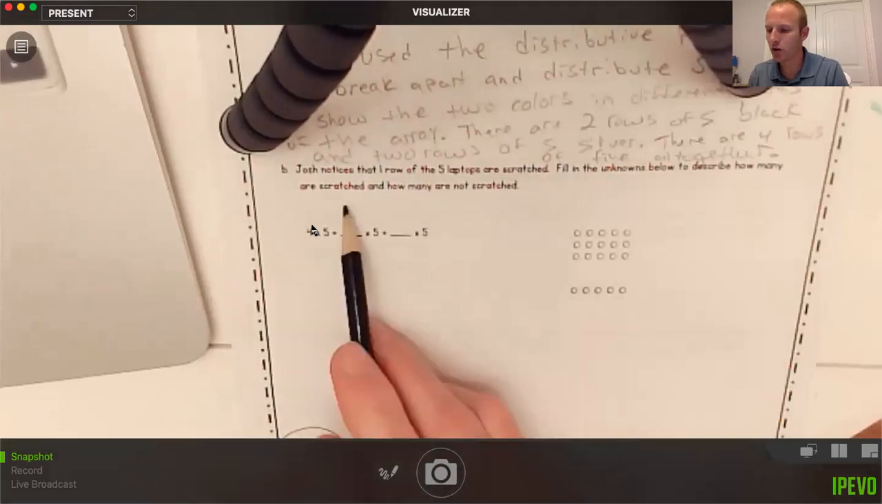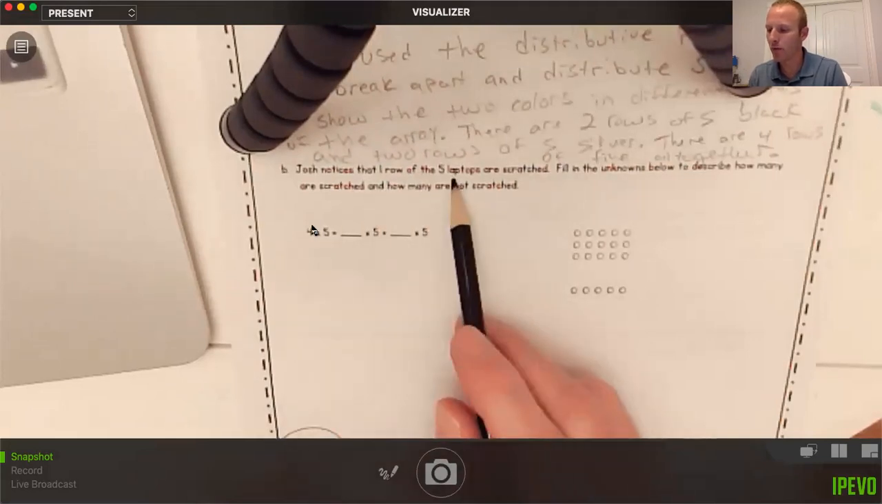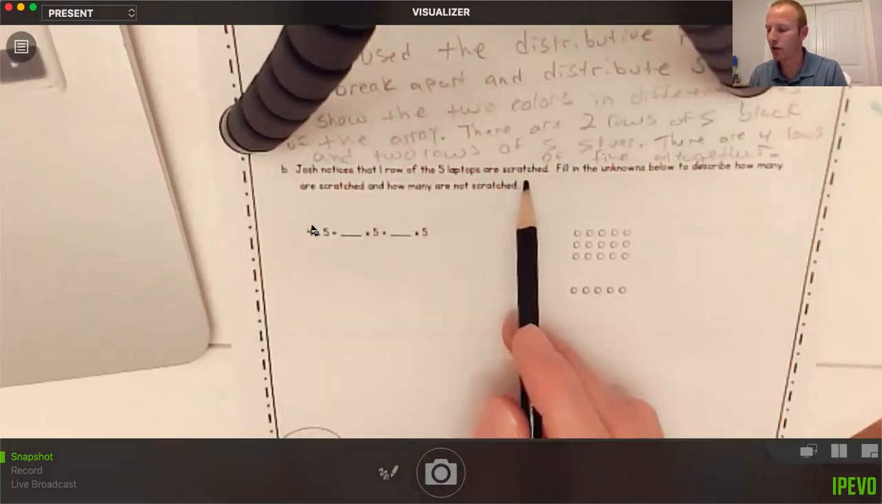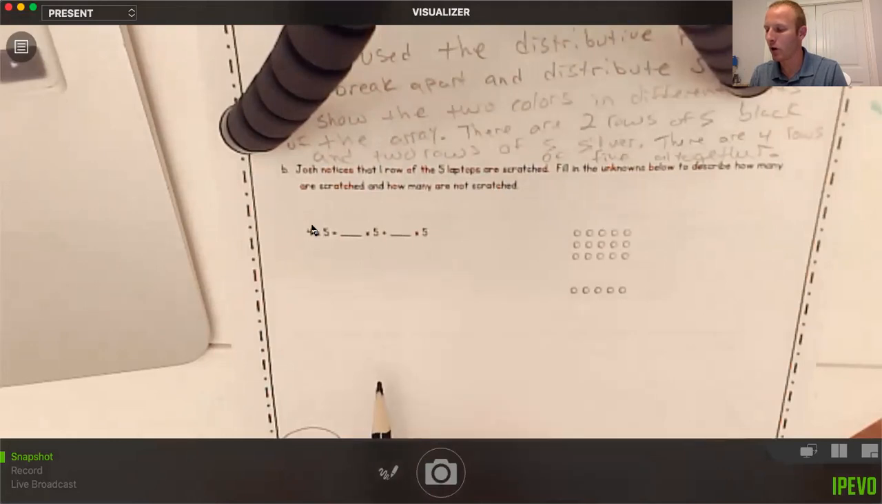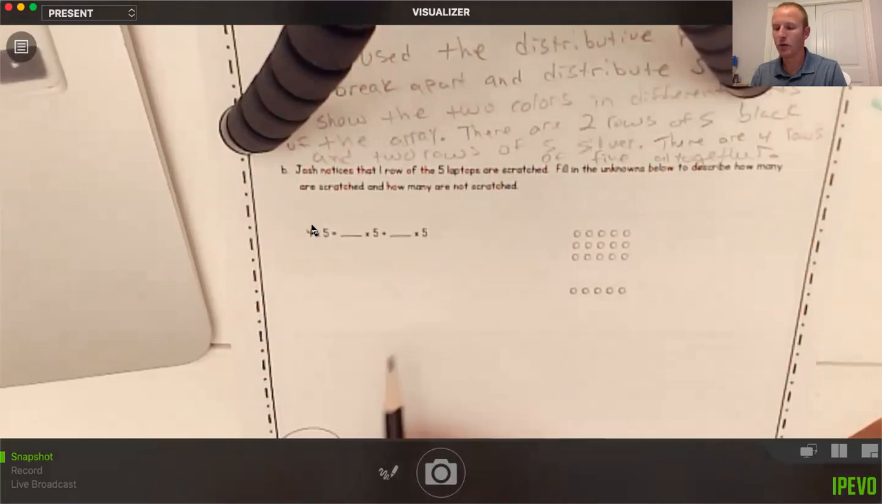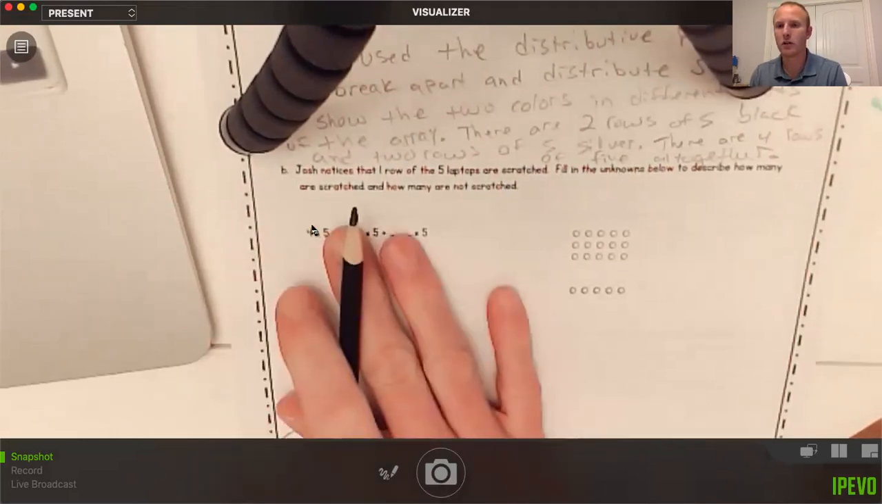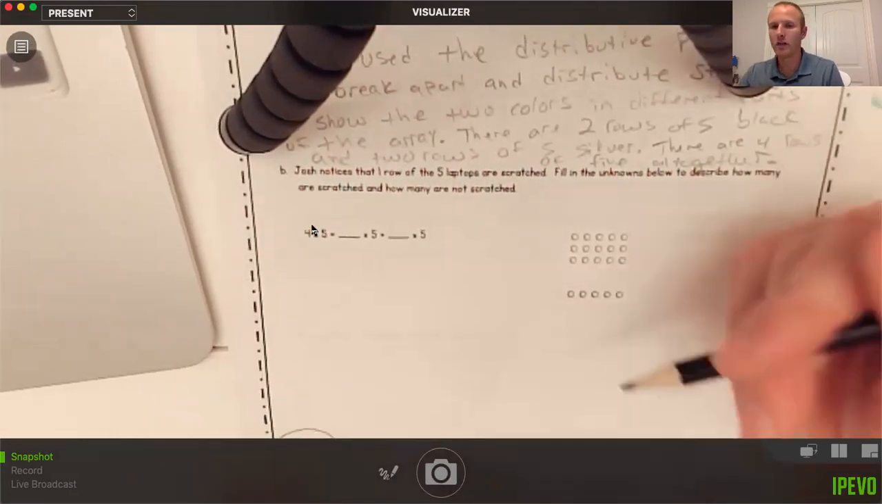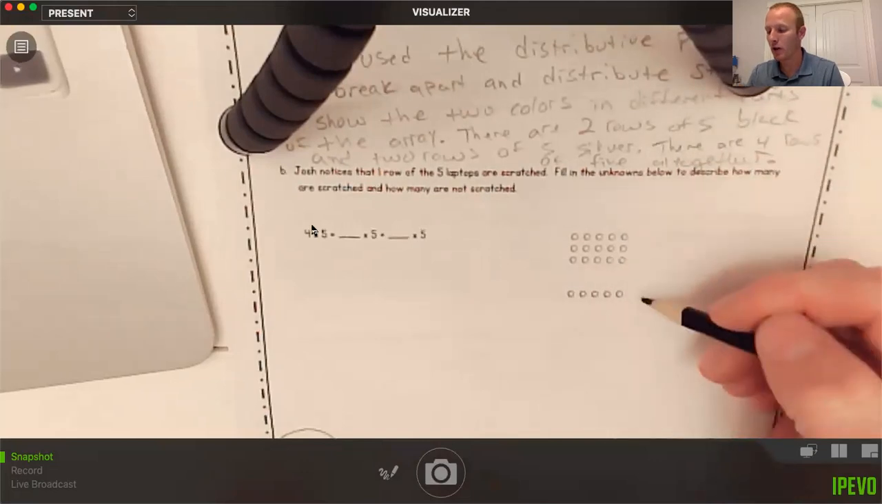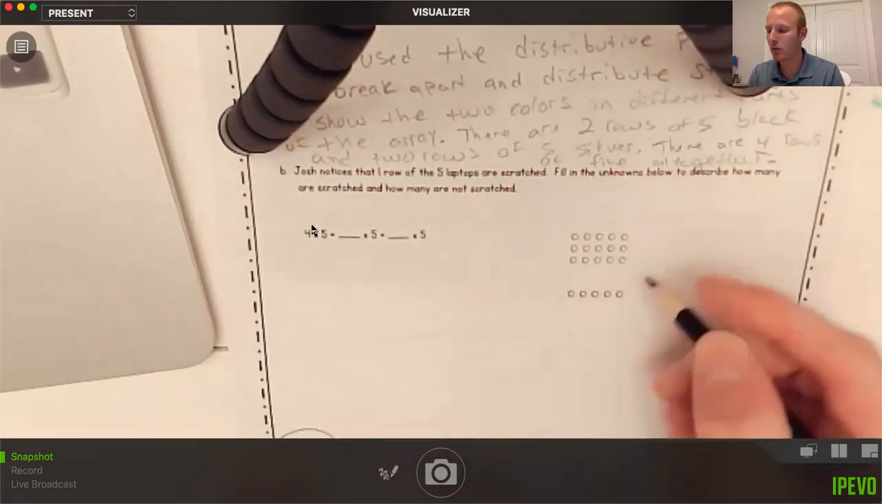It says Josh notices that 1 row of 5 laptops are scratched. Fill in the unknowns below to describe how many are scratched and how many are not scratched. Before I even do this, because there's an array, if they've already given me an array, I'm going to just use it. If not, I'd probably make one myself.